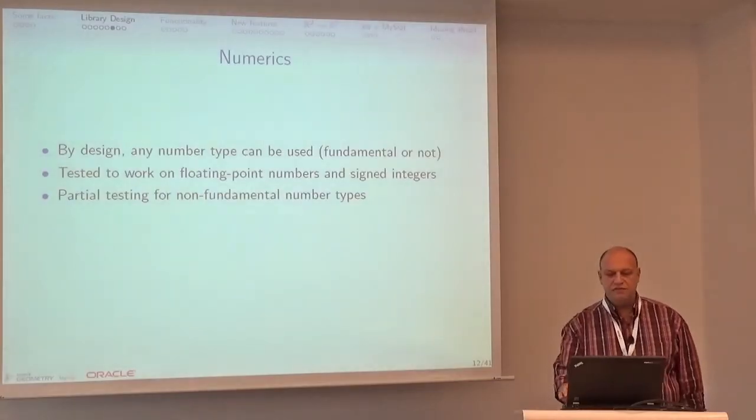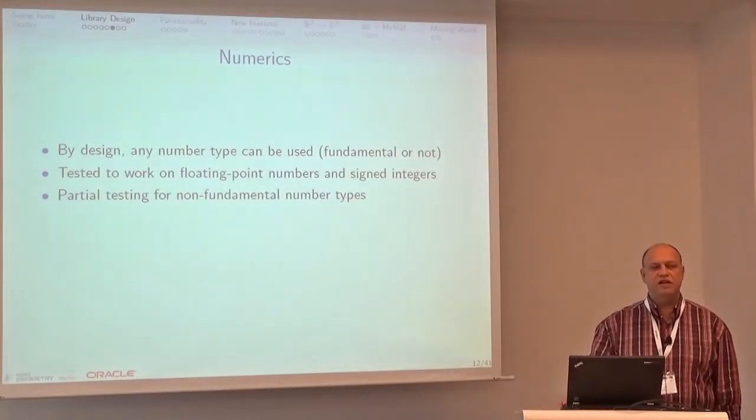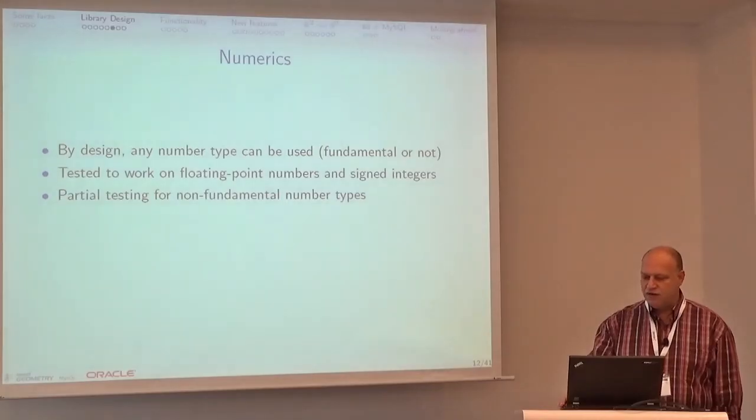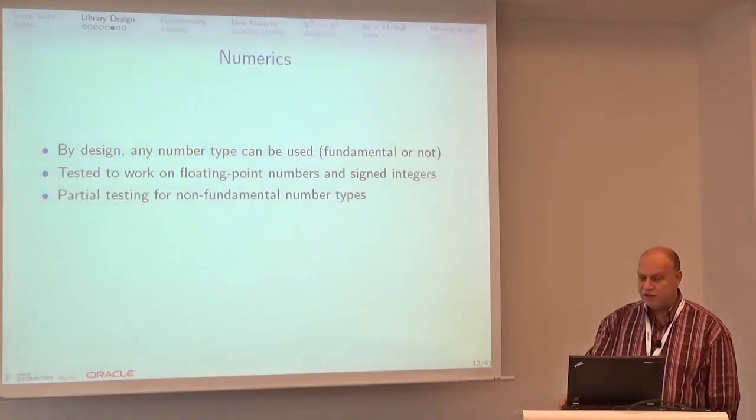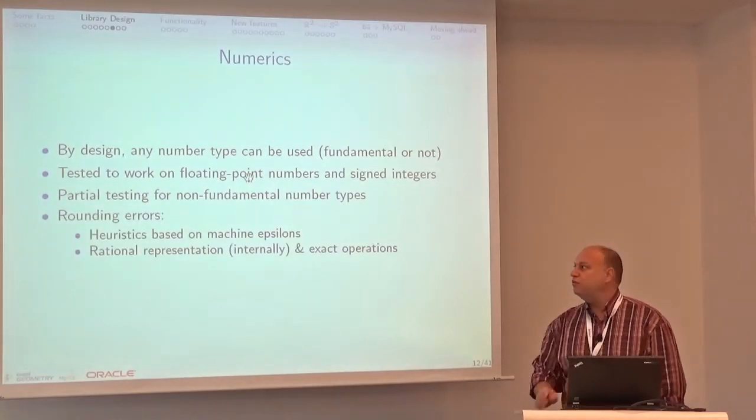There is spatial testing for non-fundamental number types. It's not really done as thoroughly as for fundamental number types, but the design is supposed to be there for supporting this kind of number types. So what about rounding errors?